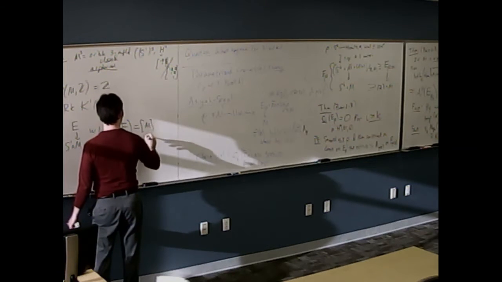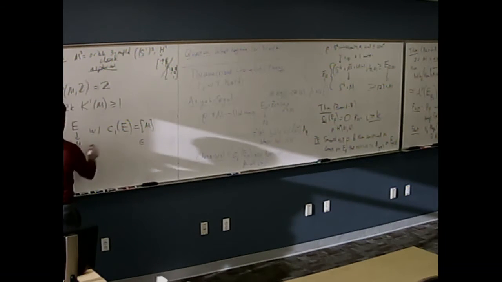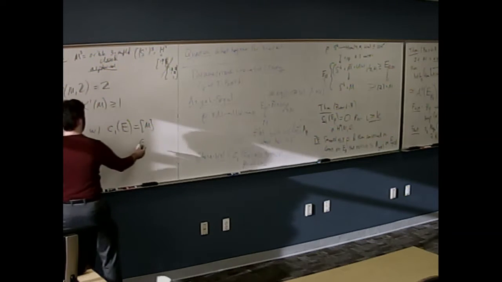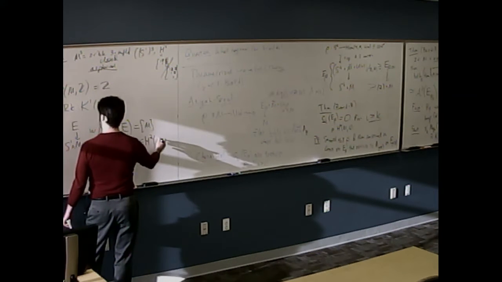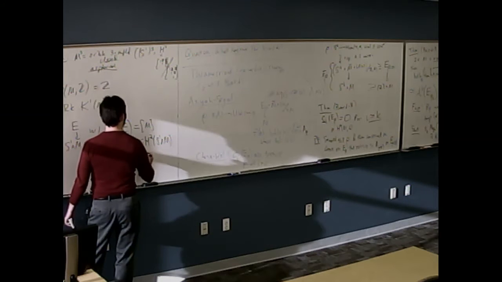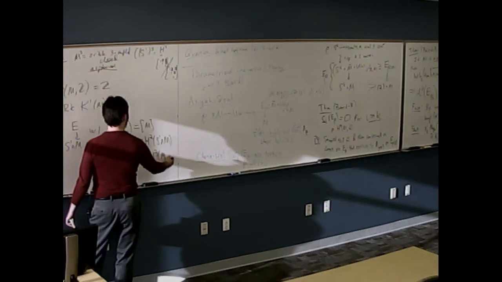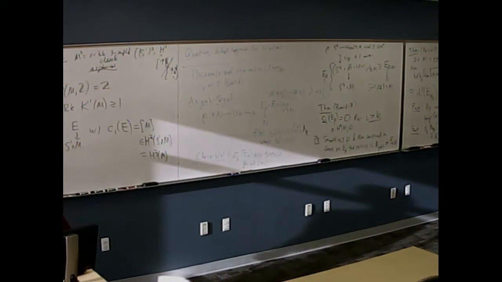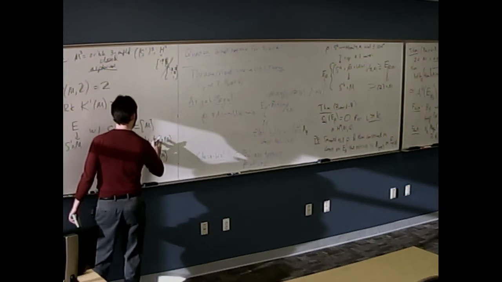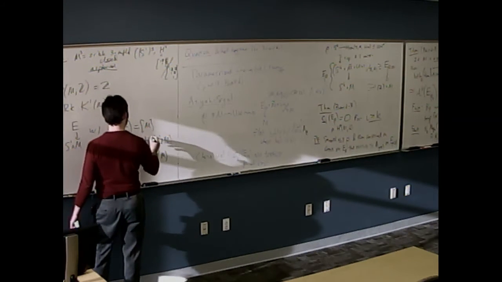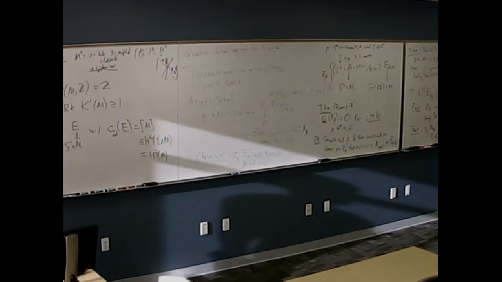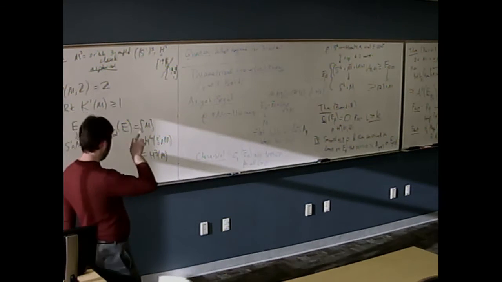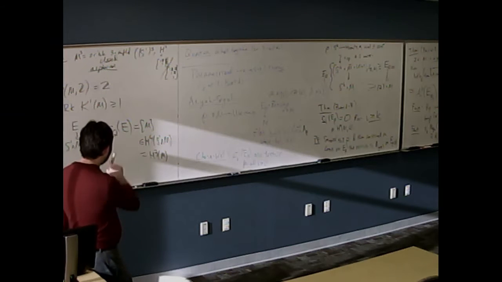Equals the fundamental class of the manifold. So I have to match up dimensions here. C1 lives in H2 of the suspension, but then H2 of the suspension is H3 of M. Wait, what am I saying? That didn't get the dimensions right. 2, 4, 3. There we go. That looks better. The suspension shifts dimensions like that.